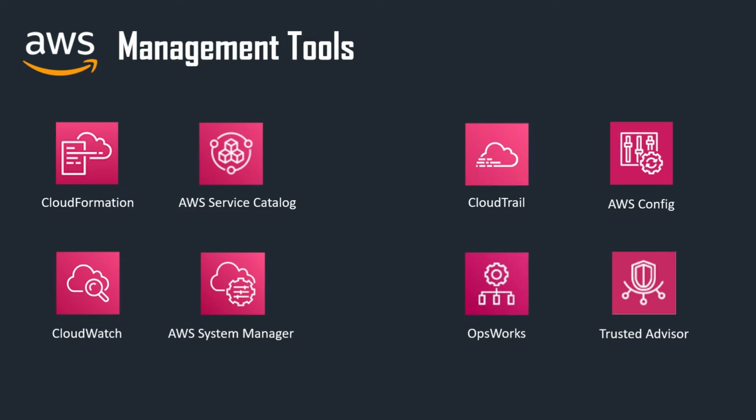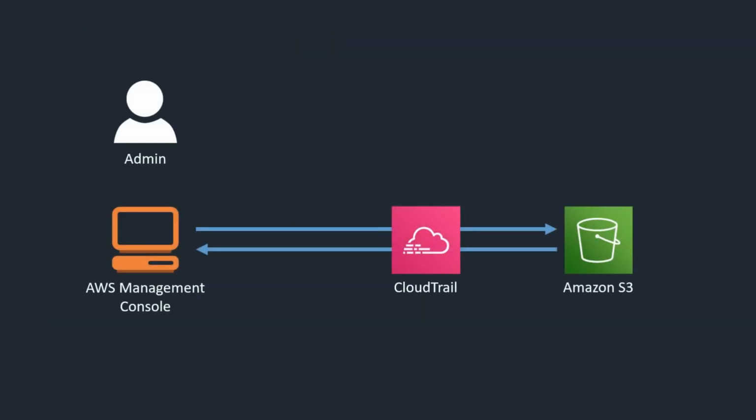Okay, now let's go and have a look at one of these management services. CloudTrail, without a doubt, is one of the most important services of AWS. It provides monitoring and logging of all of the API calls that are made not only from outside of your account from the wider internet, but also those made from within your own account.